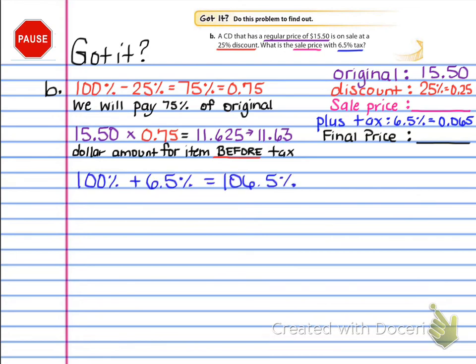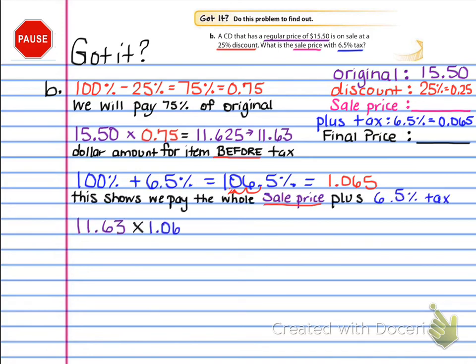So now we're going to take the 100%. When I say 100%, I mean the 100% of what we now know to be the sale price, which is $11.63. So we're going to take 100% and we're going to add the 6.5% sales tax. So now we get 106.5%. Change that to a decimal, 1.065. This shows that we pay the whole sales price plus 6.5% tax. So now when you do that, you're going to get 12.38595. And again, I put that there so that you could see the rounding. Now, if you did it this way, you would have gotten $12.39.